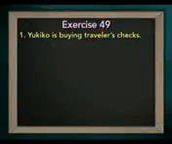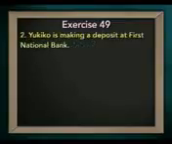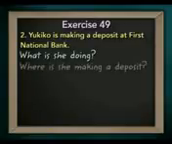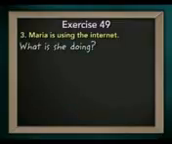Let's review. Yukiko is buying traveler's checks. That's what you saw. And you wrote the question. What is she doing? Good. Yukiko is making a deposit at First National Bank. You wrote, what is she doing? Where is she making a deposit? Is also good. You saw Maria is using the internet. You wrote, what is she doing?